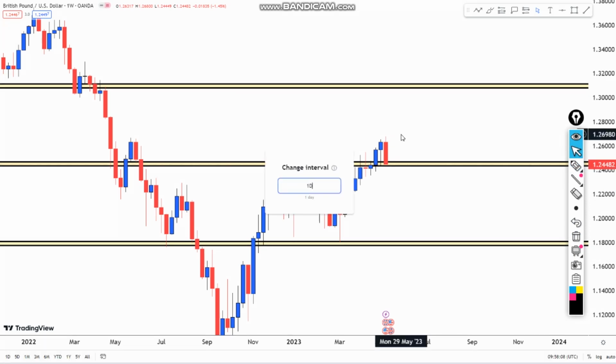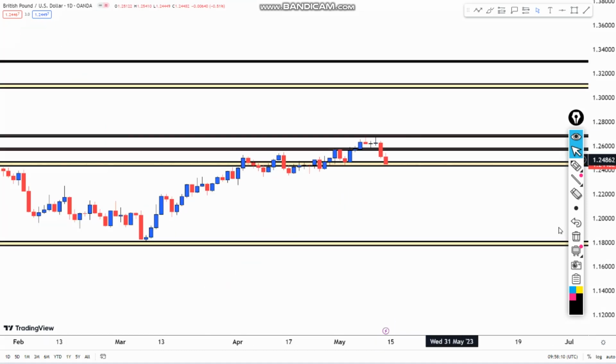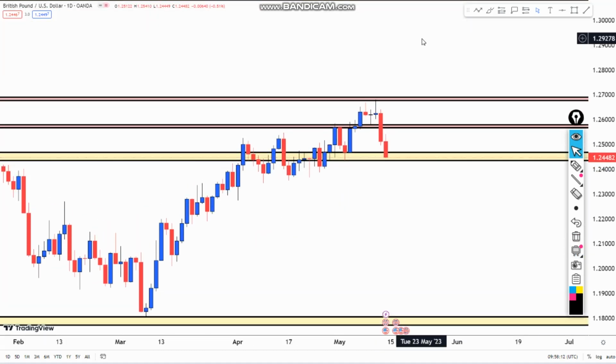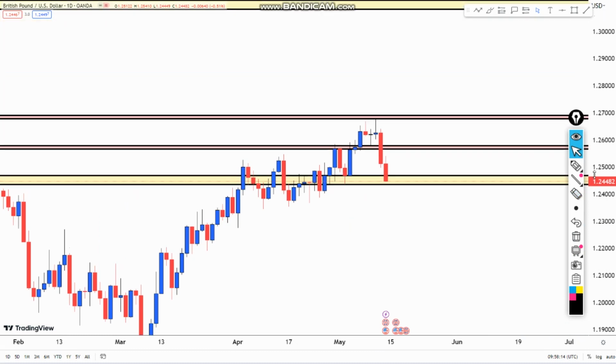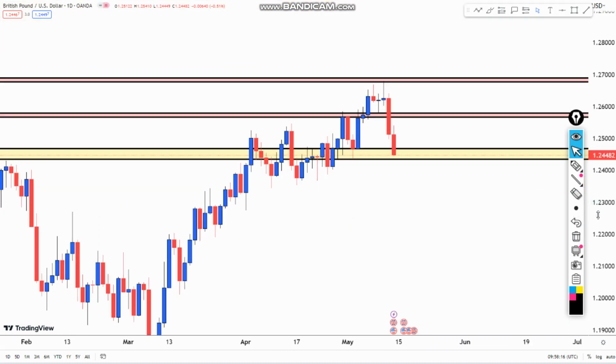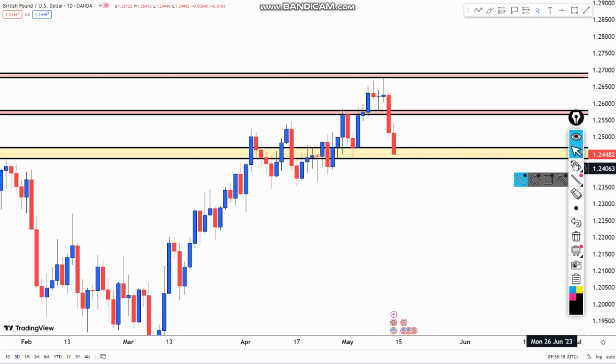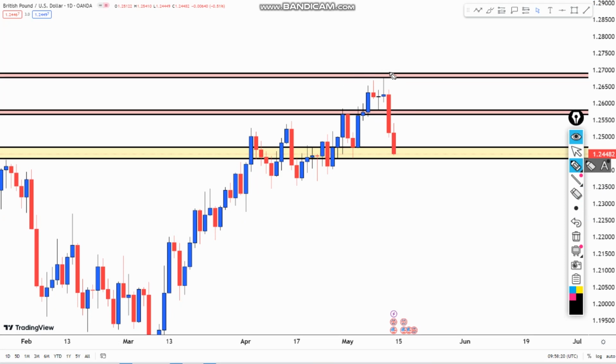So let's go all the way to the daily time frame. All right, so this is the daily time frame on GBPUSD. If you look closely over here, this was our daily upper zone and our daily lower zone. I think on Friday we took an entry over here, but it didn't really go so well. I'll talk about that entry very soon.